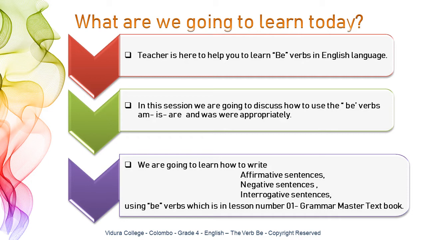In this session, we are going to discuss how to use the be verbs am, is, are and was, were appropriately. We are going to learn how to write affirmative sentences, negative sentences and interrogative sentences using be verbs, which is in lesson number 1 in your Grammar Master textbook.